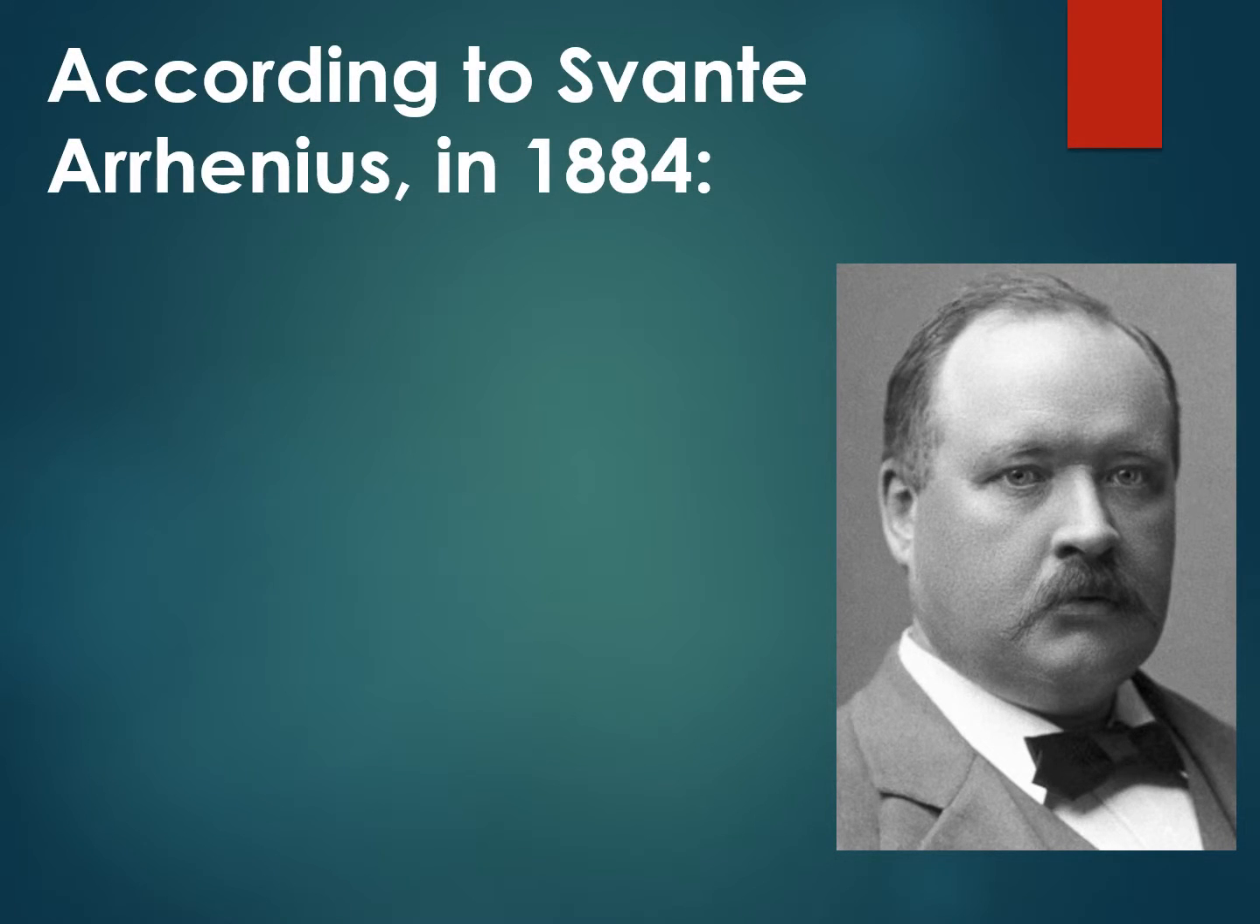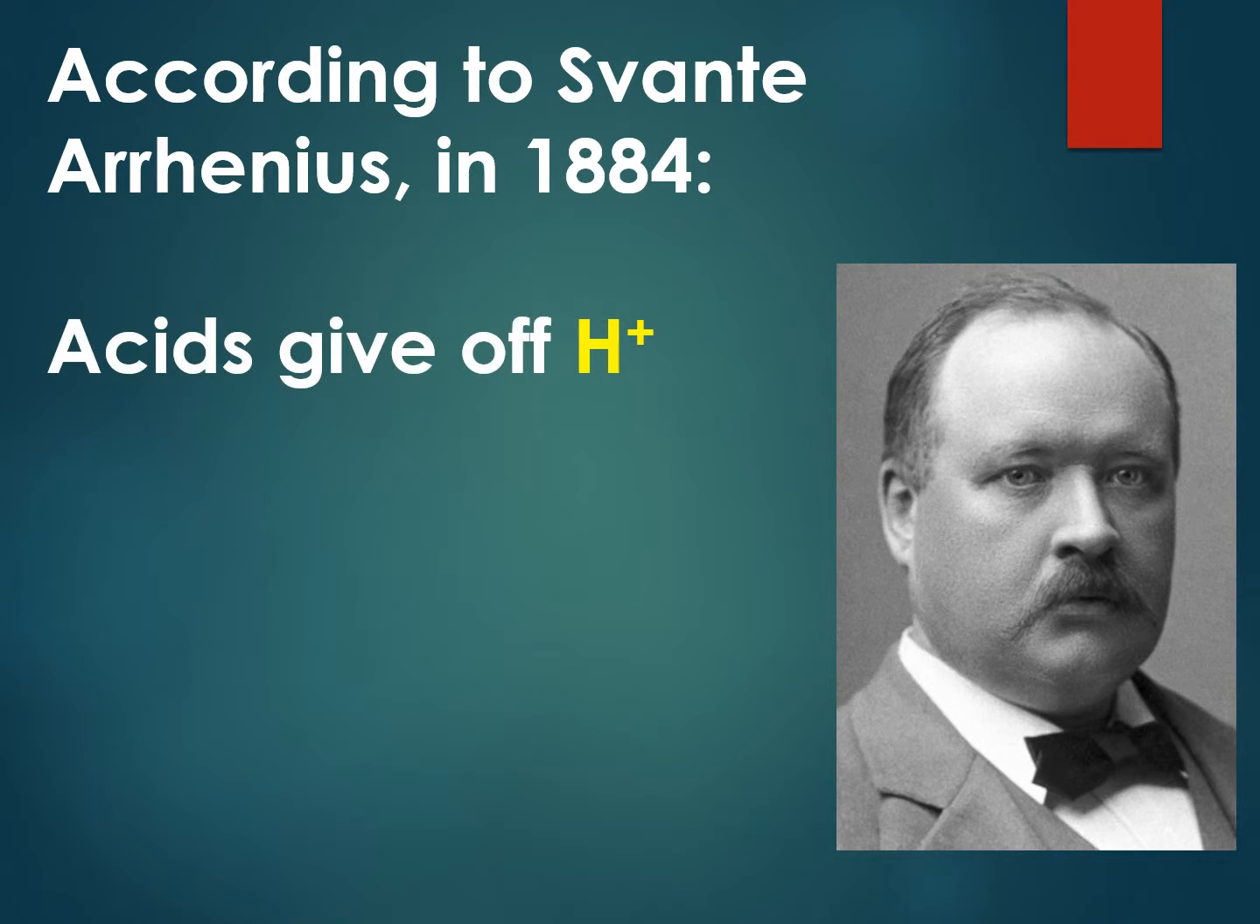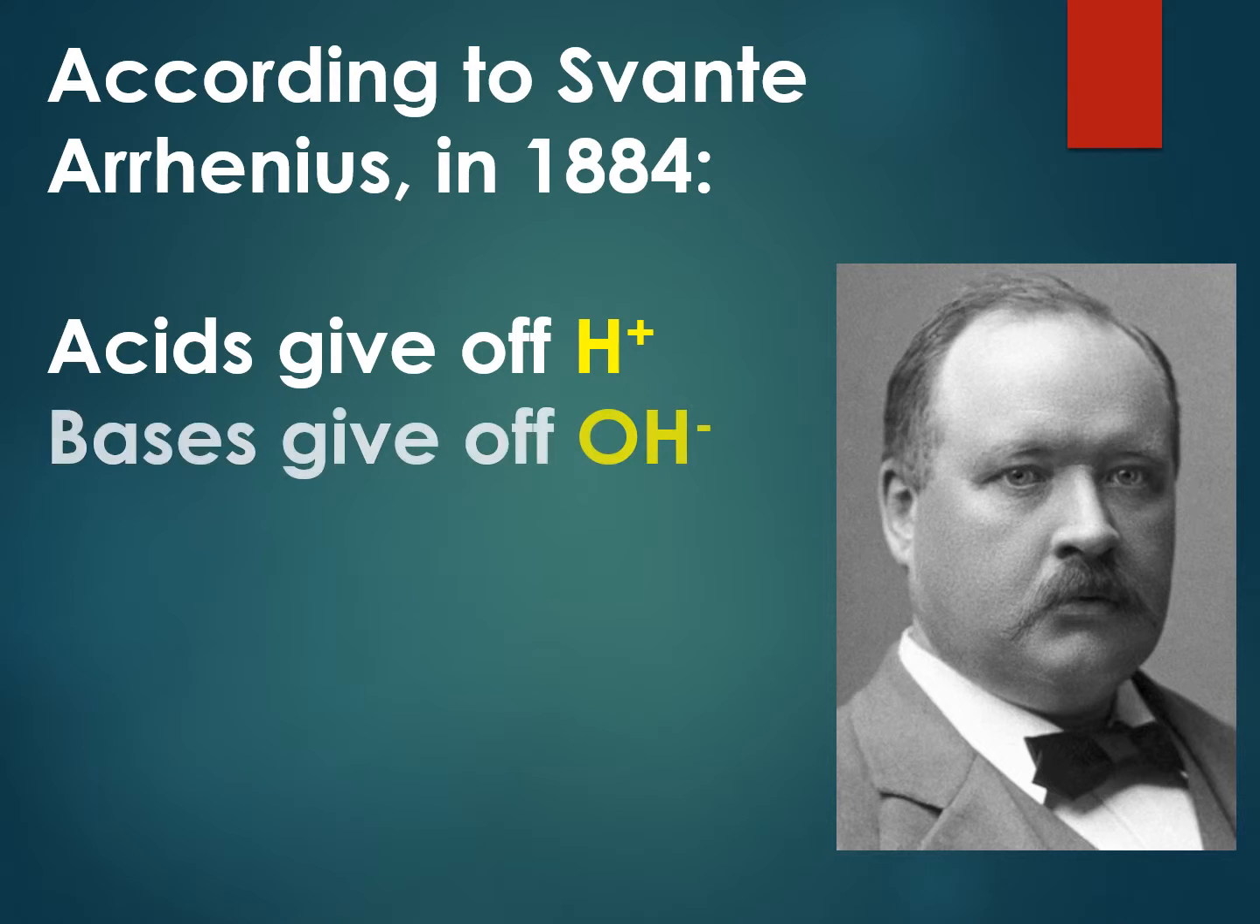Then in 1884, a man by the name of Svante Arrhenius came up with a theory as to how acids and bases work. He said that when in water, acids give off hydrogen ions, or H+, and bases give off OH- ions. So he gave us the first practical way of studying acids and bases and explained why acids and bases neutralize each other.